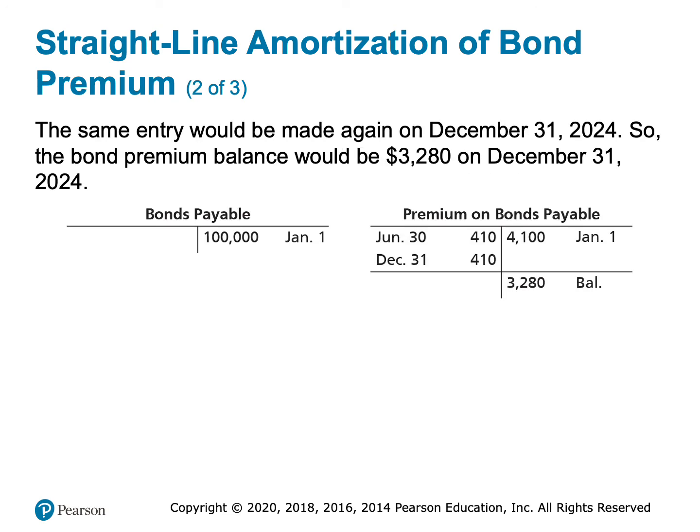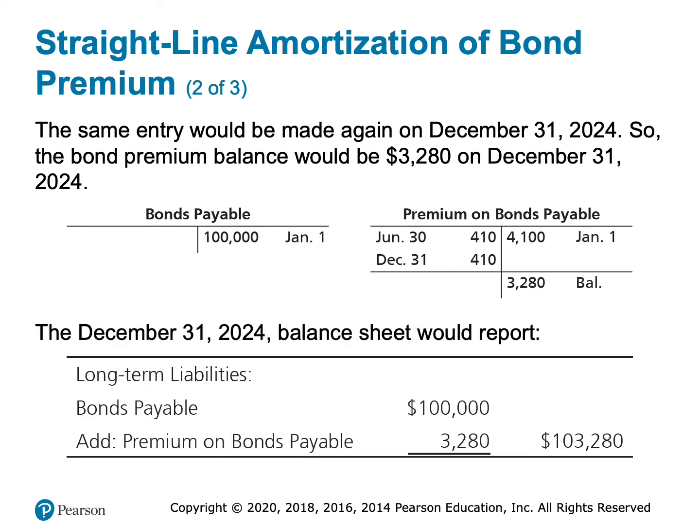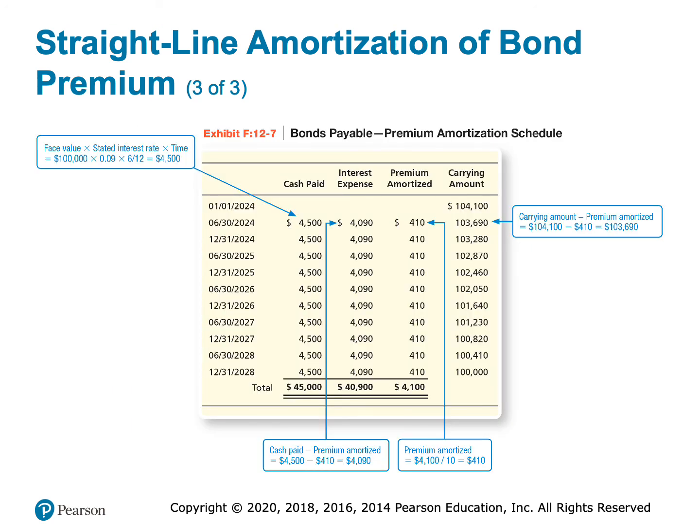So again, I can see now that my balance sheet is getting, the carrying value is getting smaller and smaller, so that eventually after 10 times of doing this, after 5 years, it will be 100,000. The premium will be zero. The carrying value will be 100,000, which is exactly the amount that I have to pay back. And if I look at the amortization table, notice now that the total interest expense for the premium is only 40,900. So in this case, it cost me 40,900 to borrow as opposed to 45,000 or 48,851. It cost me less because I got that premium up front.